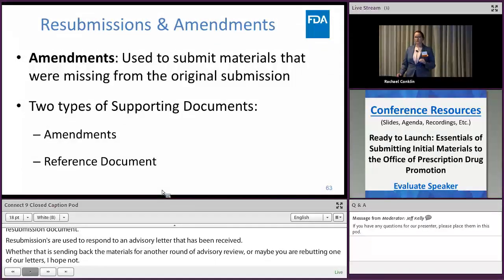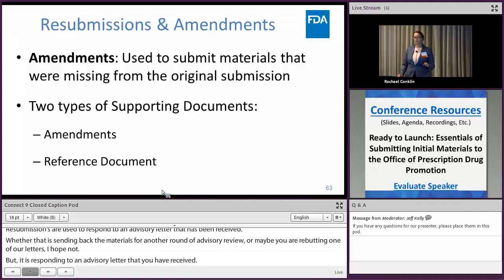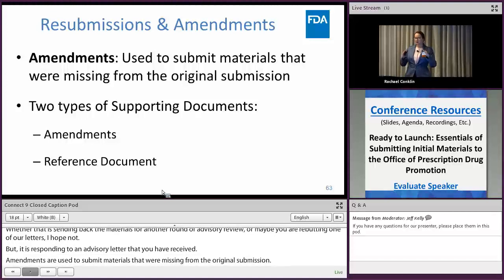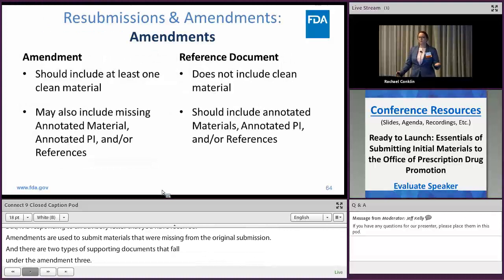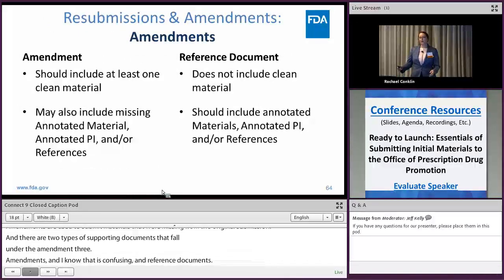Amendments are used to submit materials that were missing from the original submission. And then there are 2 types of supporting documents that fall under the amendment tree: amendments, which I know is confusing because it's amendments falling under amendments, and reference documents. The big difference between the 2 is that amendments should include at least 1 clean material, and the reference document does not include clean material.